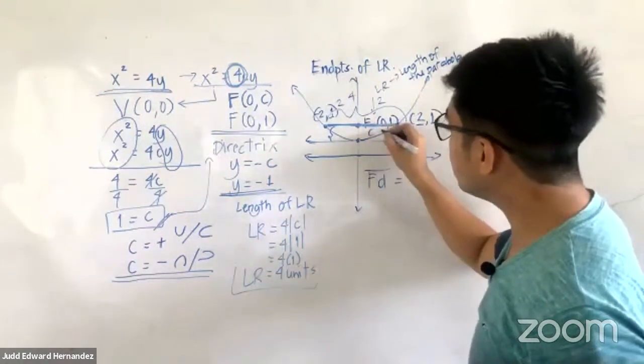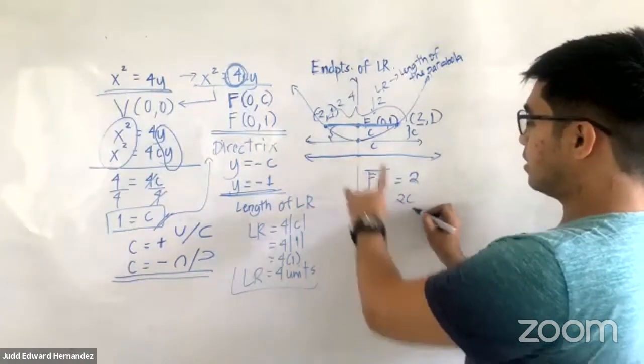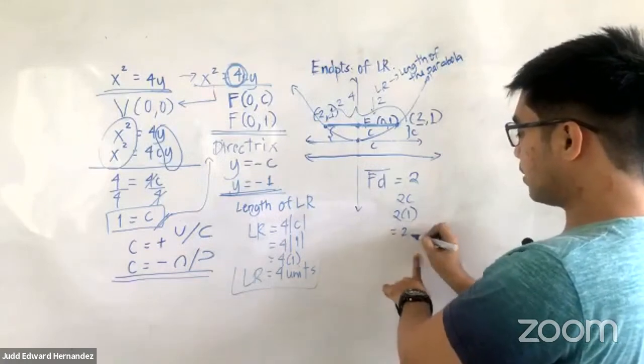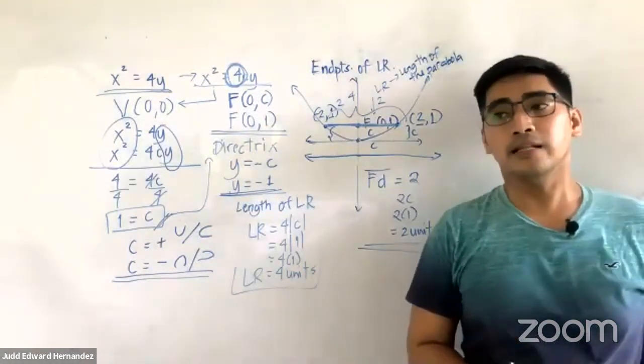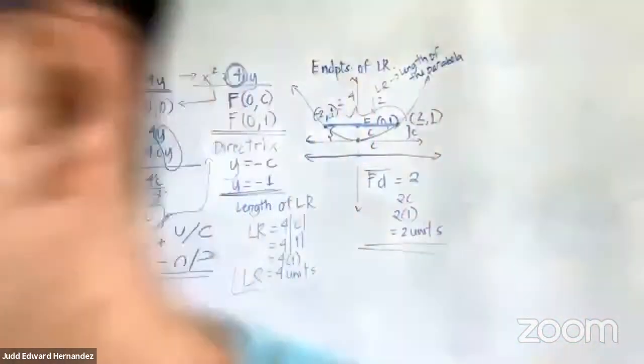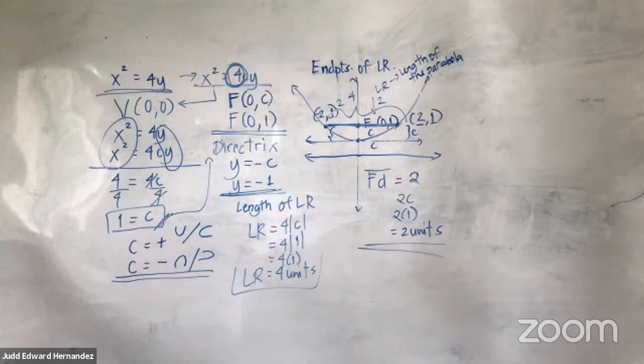Why? Because this is C. This is also C. Sabi natin, from the focus going to the directrix, that is 2C. Therefore, that is 2 times 1. Therefore, we have 2 units. Palagi mong tatandaan pag tinanong ka, what is the distance from the focus going to the directrix? That will always be 2C or 2 absolute value of C so that it becomes positive. Maliwanag? Okay. So, yan yung example natin if we have the given vertex located at the origin. Okay, so let's have another example.